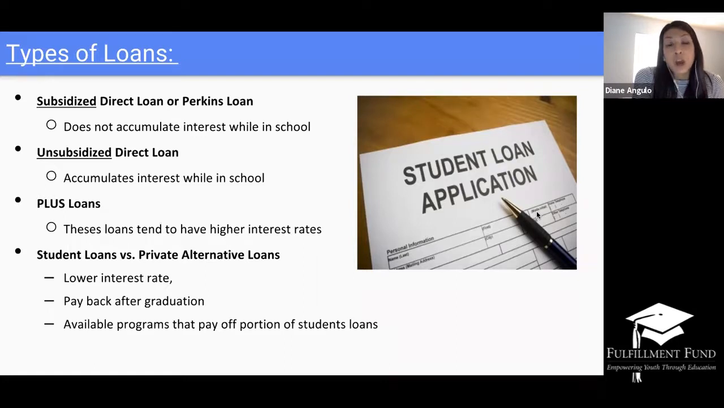Another option to paying off these loans is, say you take it out your freshman year, you can also pay as you go. So you can pay or finish paying it throughout the 4 years that you're in school.